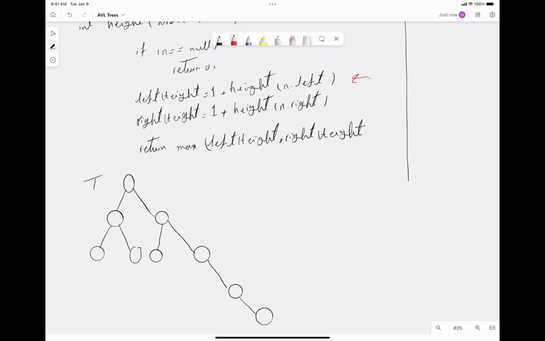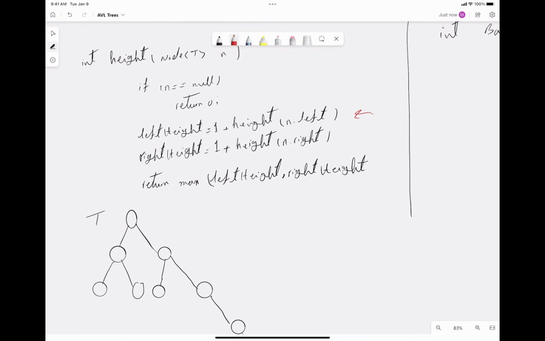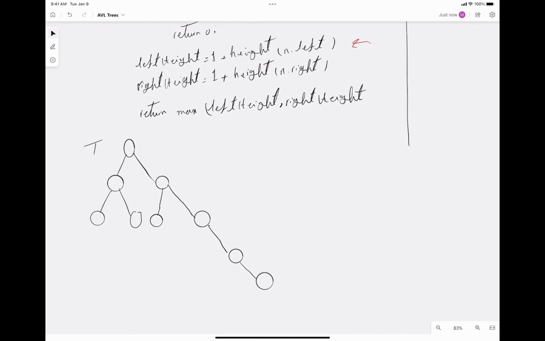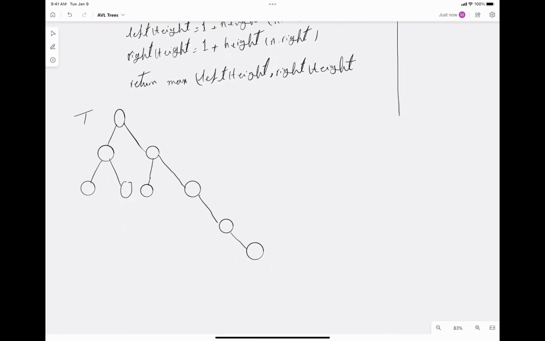Then the height of the node n will be the maximum of these two numbers. The one that is larger is going to be returned as the height of that node. So look at this example, or these three trees that we have here. Maybe it's good to also name these nodes. For example, A, B, C, D, F, G, H, and the node I.